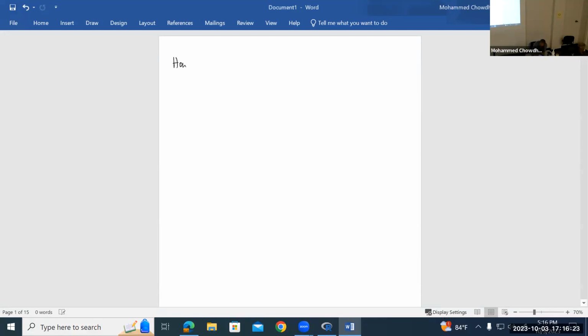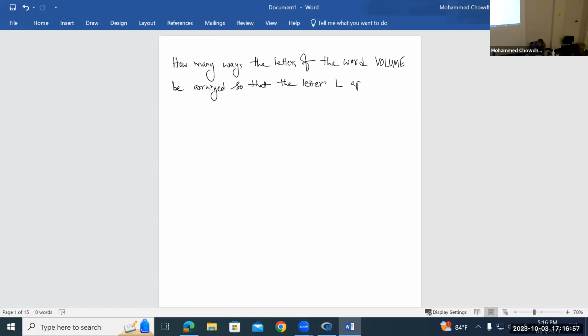How many ways can the letters of the word volume be arranged so that letter L appears before M.